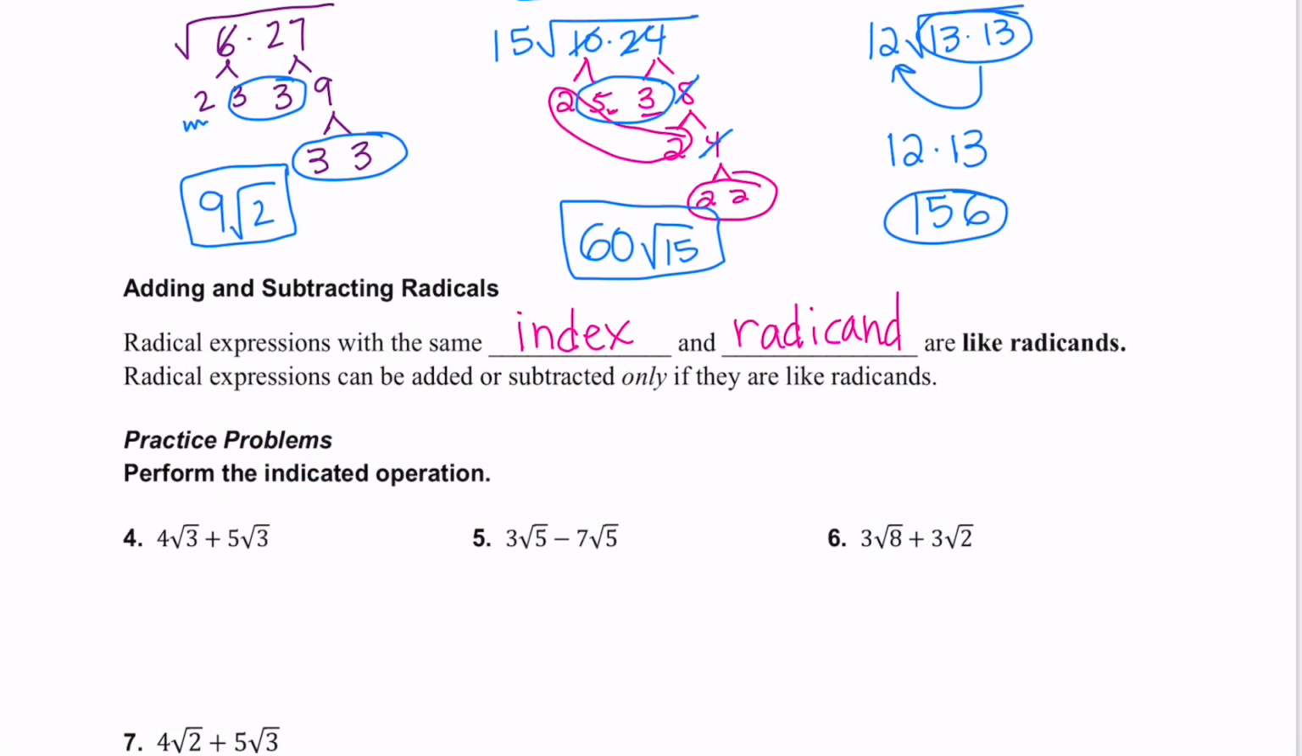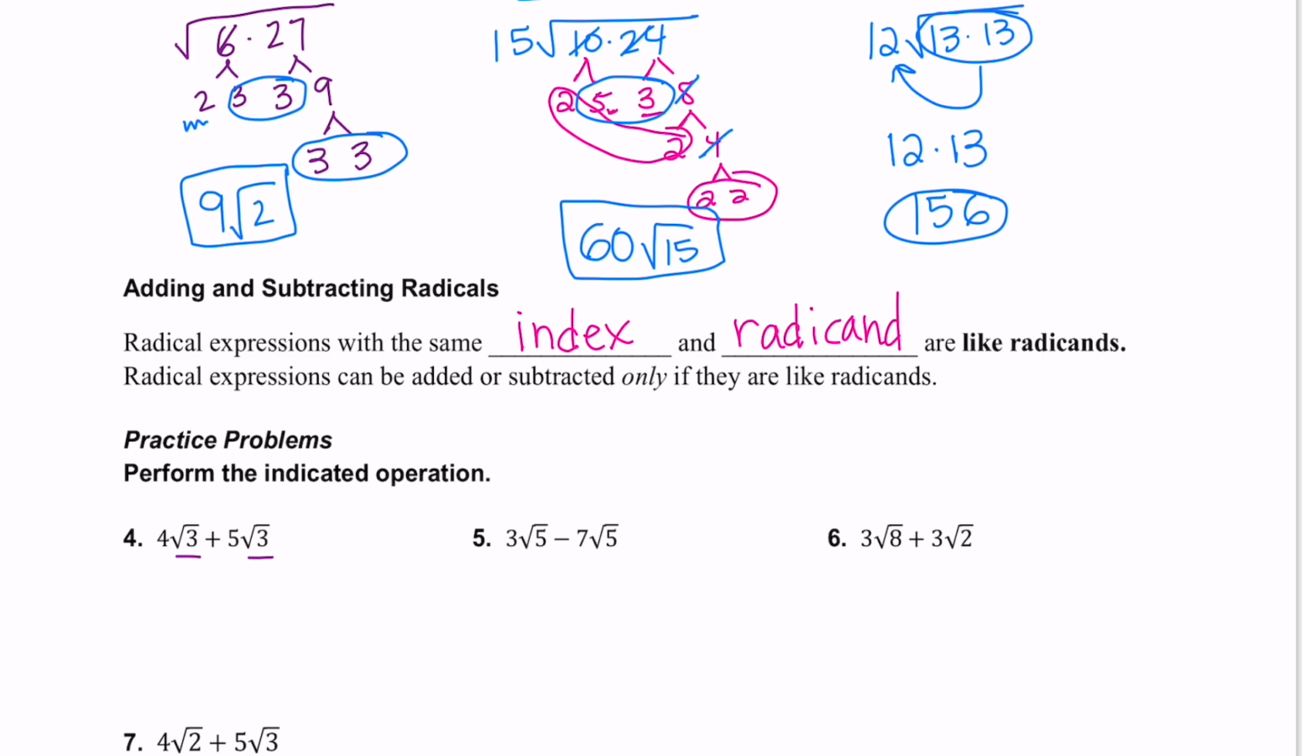Next, we're going to be adding and subtracting radicals. Radical expressions with the same index and radicand are like radicands. Radical expressions can be added or subtracted only if they are like radicands. So, for example, number 4, we have the square root of 3 and the square root of 3. Both of them have the same index, which is 2, it's the square root, and they both have the same radicand, which is 3.